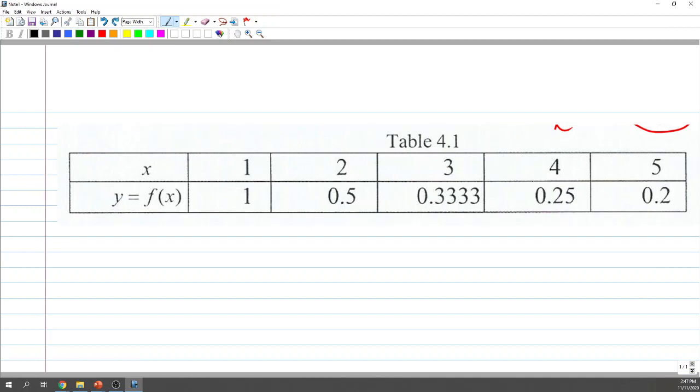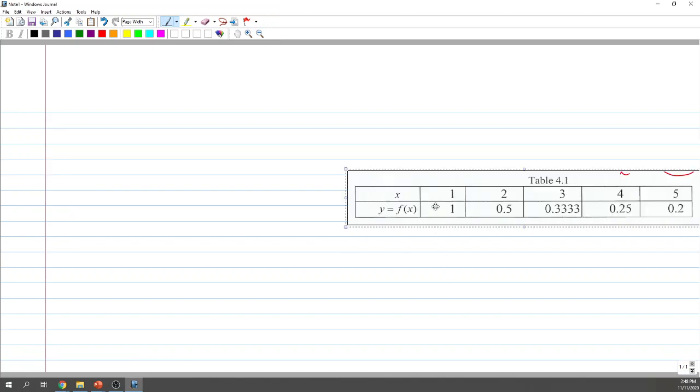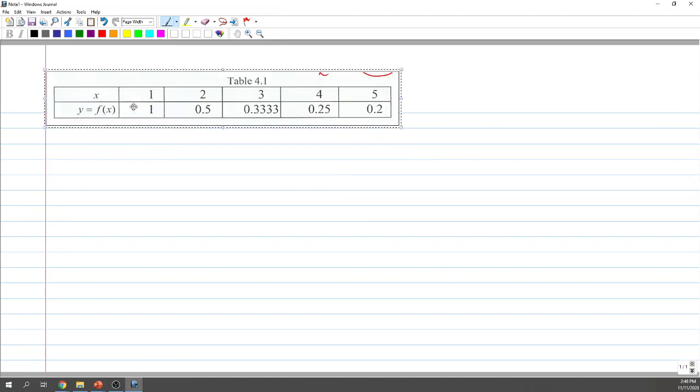Alamak. Okay, everybody can see? I really hope that you can see, everybody can see.